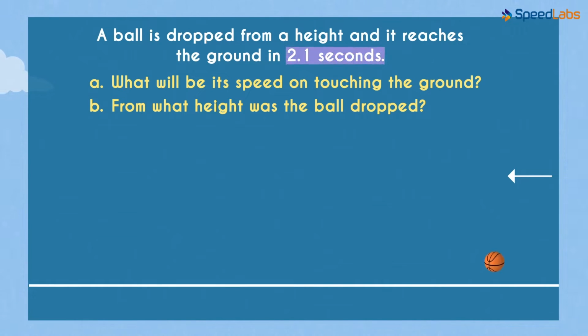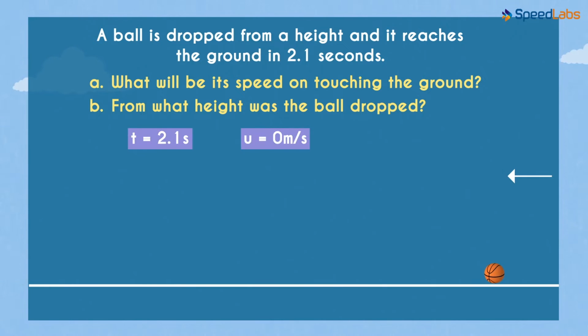It takes 2.1 seconds for the ball to reach the ground. So t will be 2.1 seconds. Is there any other data we've been provided with? Indirectly, yes. As it's dropped from a height, the initial velocity u will be 0. These are the two things we've been given: the time t and the initial velocity of the ball u.